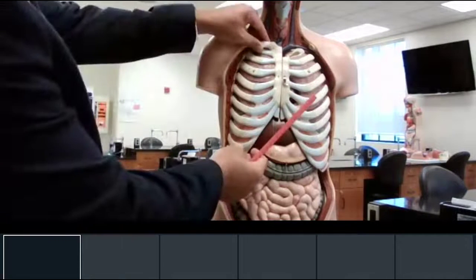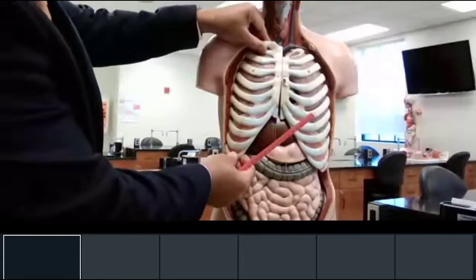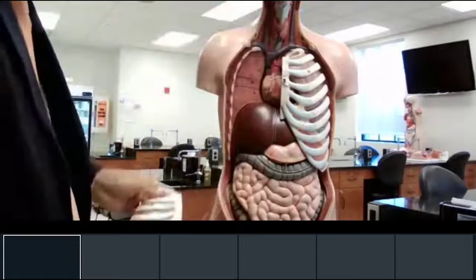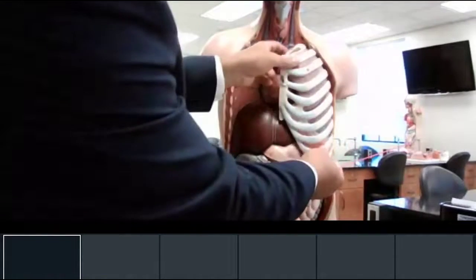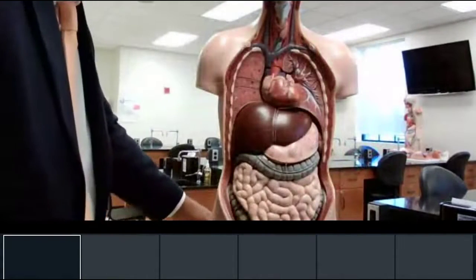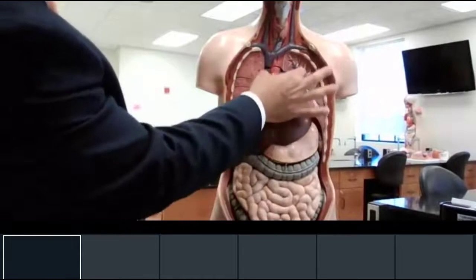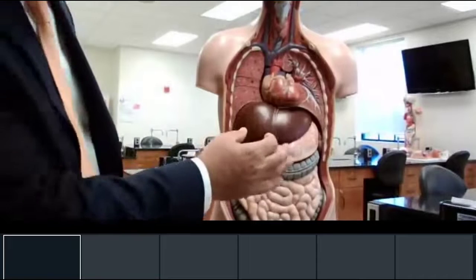So let me take the rib cage here. This is one of the torso models that we have here in the lab. I'm going to take the rib cage and show you some of the things here. You see this area right here in the center of the chest? That's known as the mediastinum.